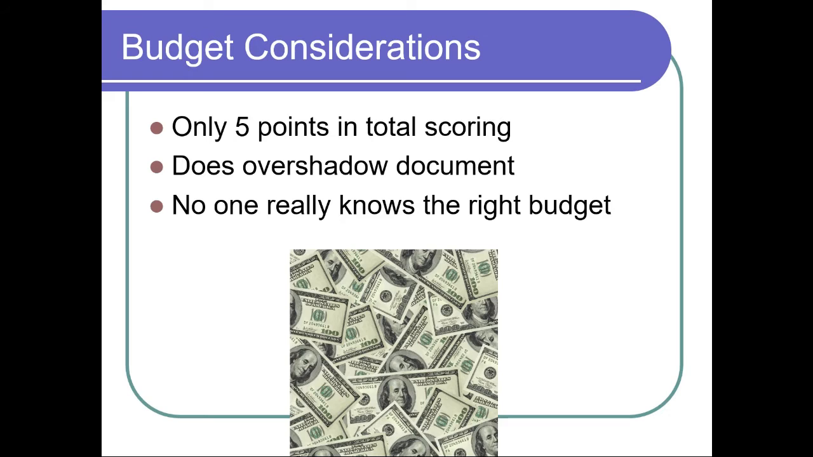So, first of all, I want to step back and talk about a few things. One is, in the overall score, the budget's only worth 5 points, so it's not that big of an impact. But having said that, one of the first things the CAC members do is look over the document and look at the price. It's going to be in your executive summary. They're going to want to know how much it costs. So it does, in some ways, overshadow your document.